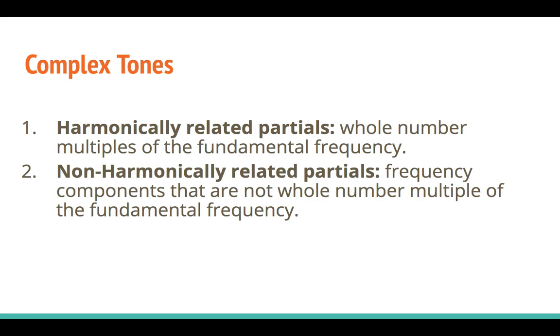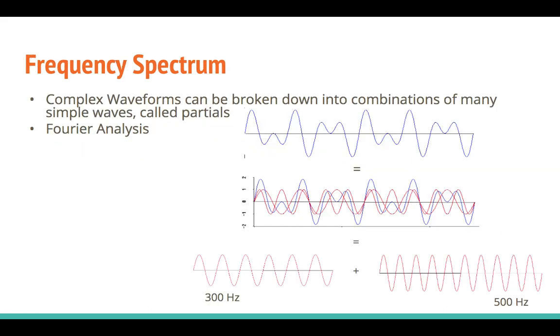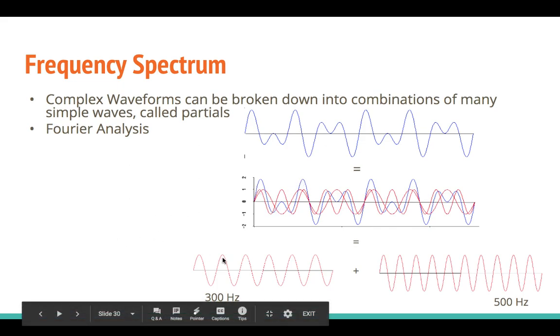We can also have non-harmonically related partials. In other words, we may find that the frequencies of a complex tone are not related by whole numbers, and we would call these non-harmonically related partials. So a complex waveform can be broken down into combinations of many simple waves, and we call these partials. So in this case, we can see a waveform at the top of our screen, represented in blue. In the middle part, we can see that this frequency has been separated into two separate frequencies. One at 300 hertz, one at 500 hertz.